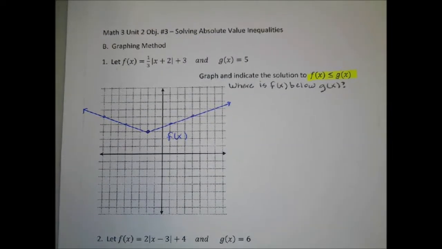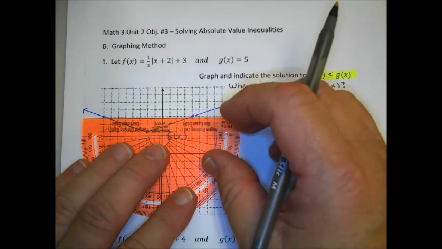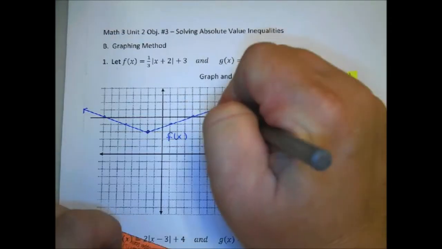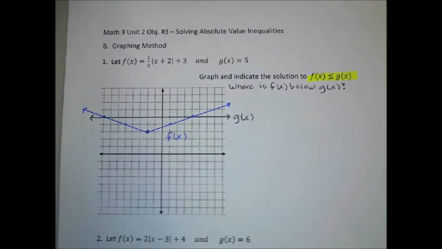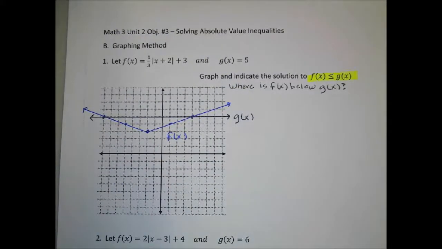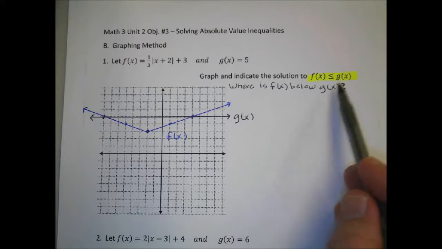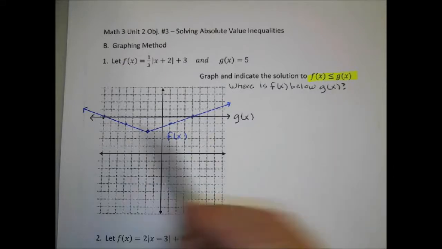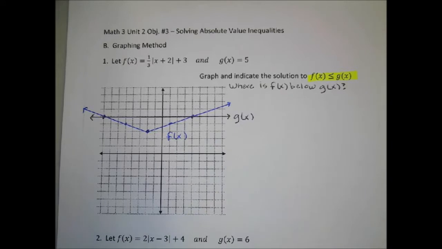Now it's time to do the g of x function, and the g of x function is simply a constant, g of x equals 5, so it's a horizontal line that goes through y equals 5. So here's the g of x function. Now, in the last objective, we looked at where they were equal to each other. So what we really cared about was the shared points, the two places where they intersected. This time, we're actually worried about where f of x is less than or equal to g of x. So where is the f of x function, the blue V, lower than the g of x function, which is the black horizontal line?